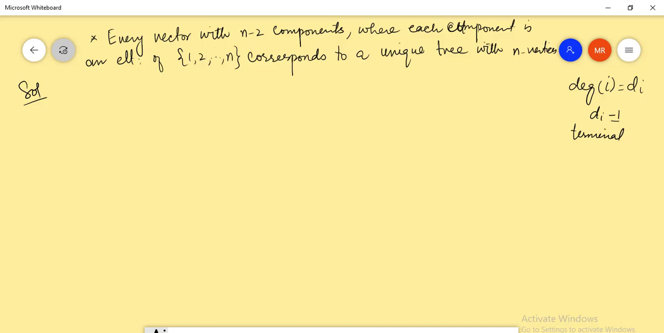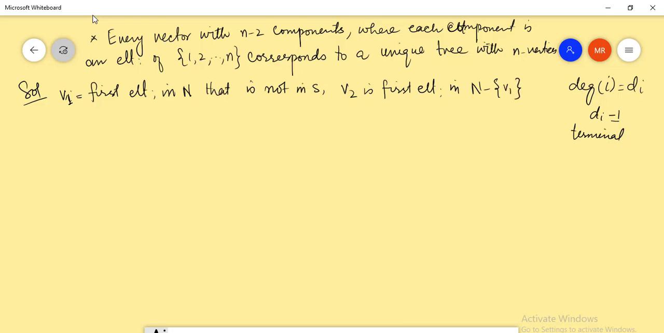Now we utilize this fact to prove the reverse implication, and hence we consider let V1 be the first element in N that is not in S. Similarly, V2 is the first element in N minus V1 that is not in S minus S1, where S minus S1 is obtained from S by deleting S1 from the vector S.